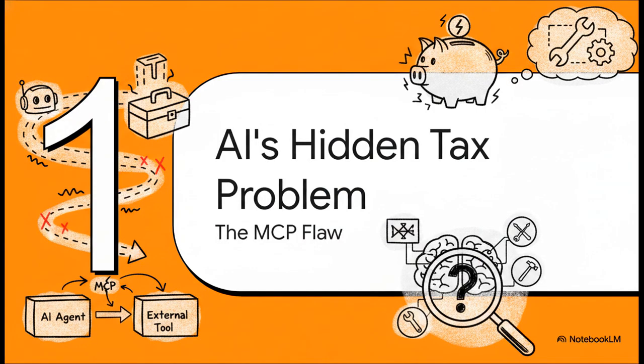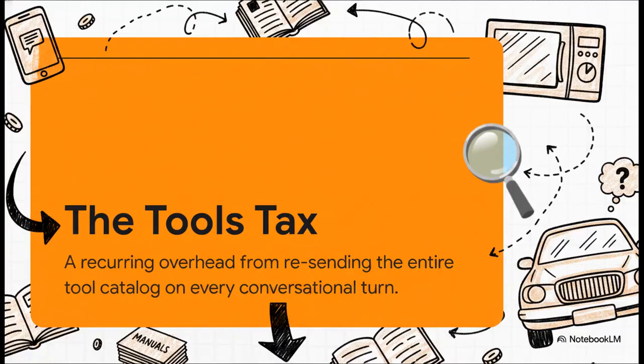All right, so let's get into it. The problem has a name, the tools tax. And it all comes down to a fundamental flaw in how AI agents talk to external tools through something called the Model Context Protocol, or MCP. Okay, picture this. Imagine having to read the entire user manual for your phone, your microwave, and your car every single time you wanted to send a text. That is literally what's happening here.